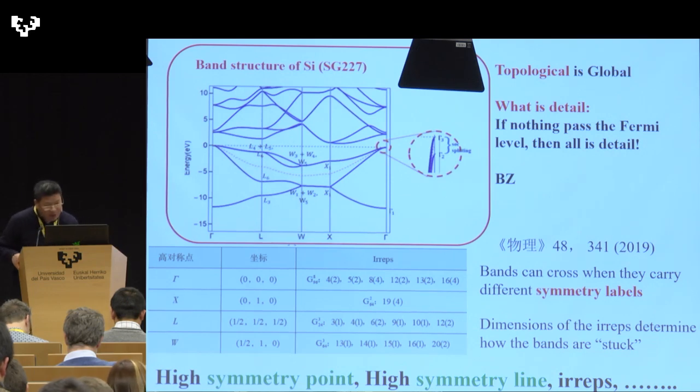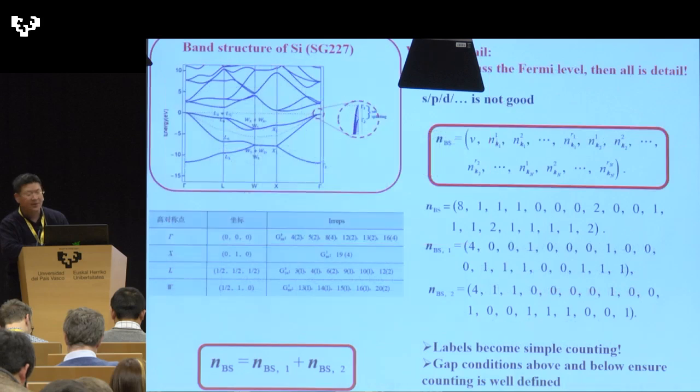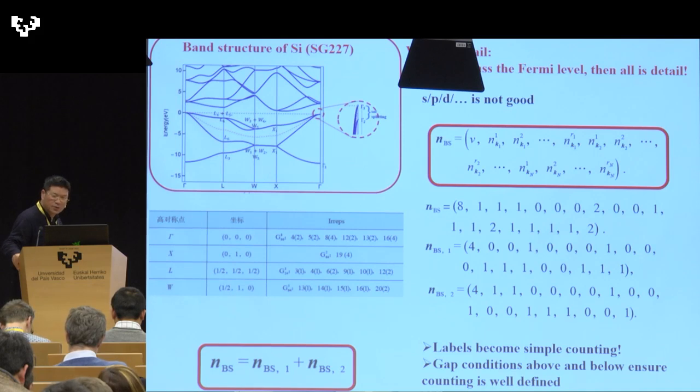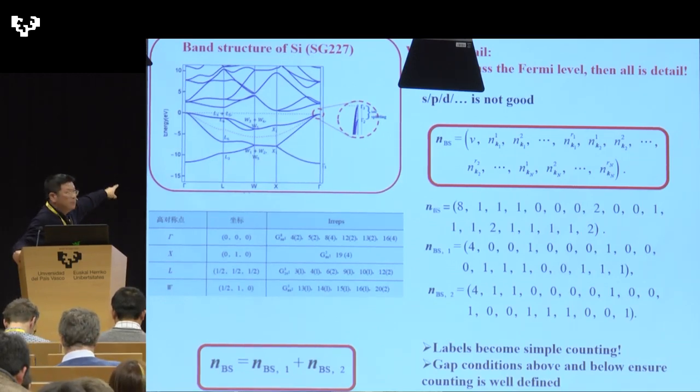And then how do we check the high symmetry point? We all know, is it an S band or P band or D band? This is not correct. This is not the correct language, right? So what we can do is only talk about the high symmetry point representation. High symmetry points have a little group, right? The little group will have a representation, and using that representation to label the band.